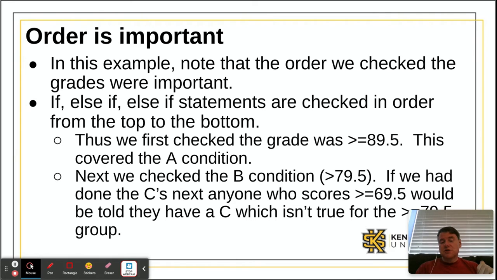But if I now were to go on and do the C condition, because the only thing I've so far checked is the A condition, in order to check the C condition, what I would have to do is say, if the grade is greater than or equal to 69.5, and it is less than 79.5. Because if I don't put the and less than 79.5, it's going to assume that everybody got a C, even when they maybe got a B. So the order was important in the way that I did that. And generally, when you're doing big, long if-else-ifs, you're going to want to check things in a particular order that makes sense.